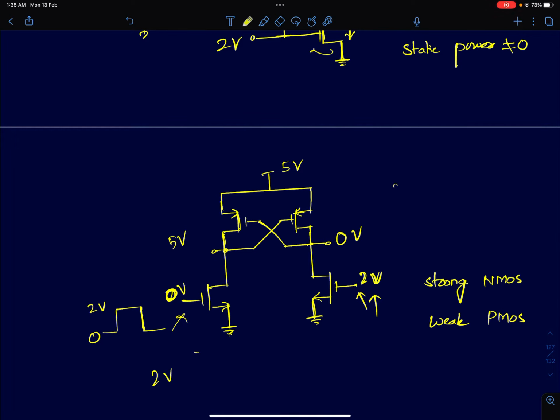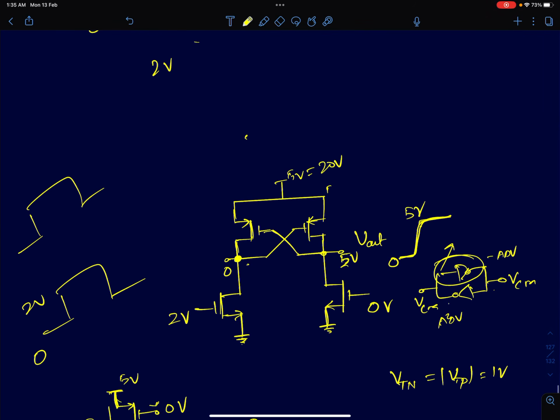Now the input has gone from 0 to 2 volts. So this has gone to 2 and this 2 has gone to 0. That's what I've shown here. So this is 2 and this is 0. Now, to analyze the circuit, we will see which node is going to change, either this node or this node.